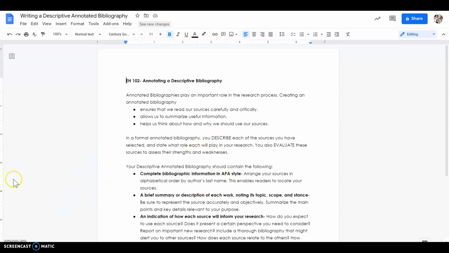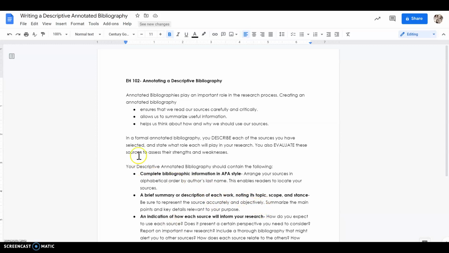The second thing that you're going to do is write a brief summary, a description of each work, noting its topic, scope, and stance. You want to make sure that you represent each source accurately and objectively. A lot of times when we're asked to do a research assignment for a class in high school or whatever, we find quotes that we like and we try to make the source fit our needs. That's not really the case. What you want to do is assess the source to see if it really is an accurate fit for what you're going to be writing about, and part of the process of this descriptive bibliography helps you do that more succinctly. You also want to look at it objectively, like a scientist observing a specimen.